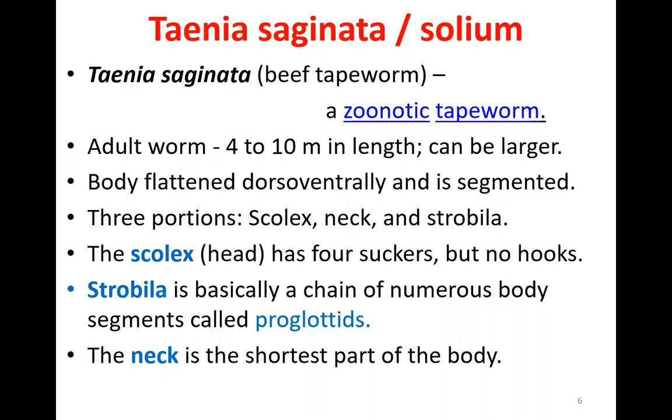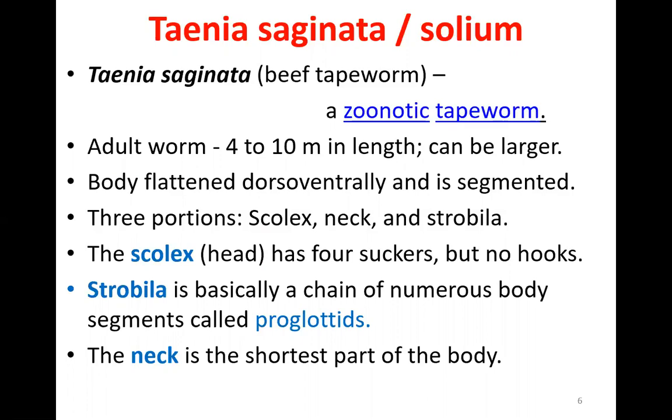About Taenia saginata, also called beef tapeworm, it is a zoonotic tapeworm. The adult worm is 4 to 10 meters in length, which is long enough, and it can even be larger, more than 10 meters in length. The body is flattened dorsoventrally and is segmented. The parasite has three portions: the scolex, that is the head portion, then the neck portion, which joins the head with the body. The body is called strobila.